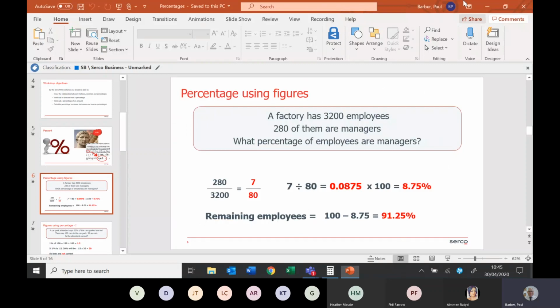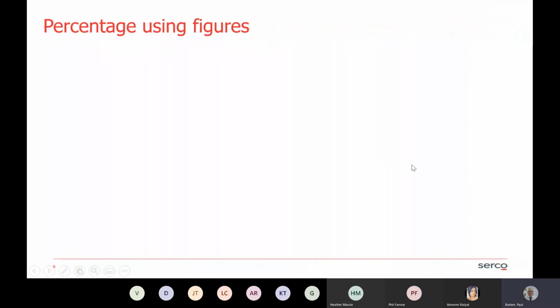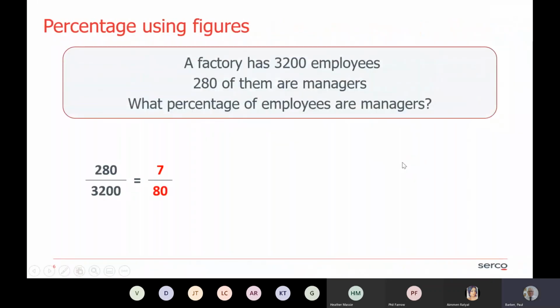I'll go back to the presentation to show you that on screen. So we've got 280 out of 3,200, and we've worked that out as a decimal, as a fraction simplified is 7 out of 80. Not essential at this stage, but it's useful to do and useful revision. We then simply do that division. 7 divided by 80 is 0.0875. And because we want percent out of 100, we're going to multiply it by 100, and that gives us 8.75.